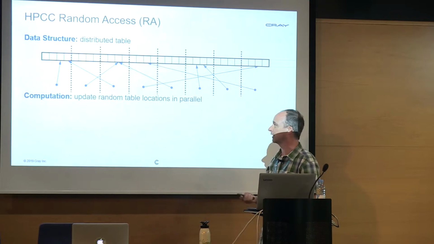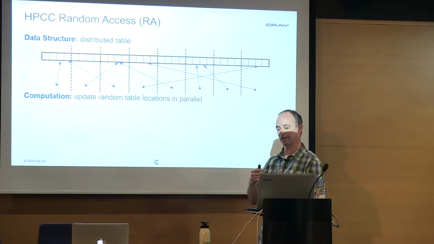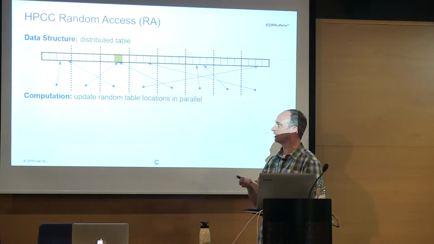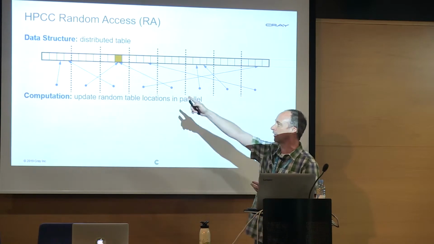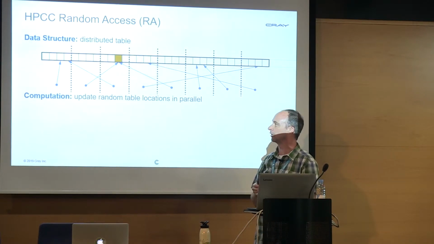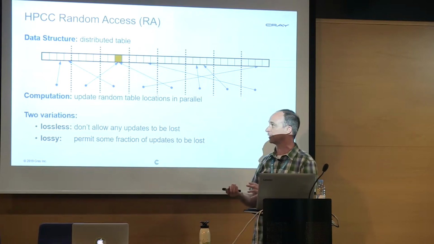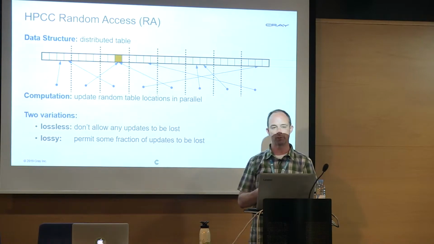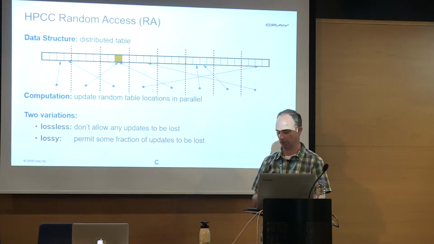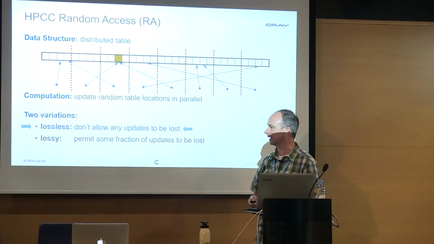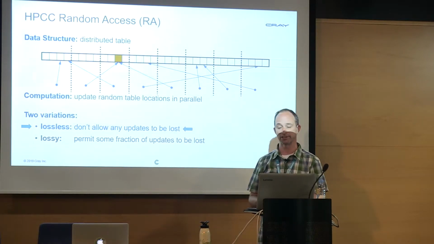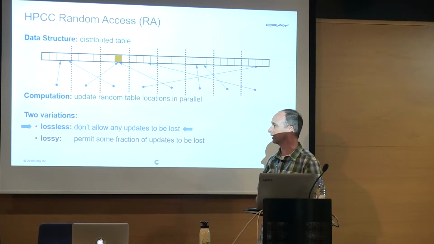And of course, as you're doing this, because everyone's independently computing random updates, sometimes those updates may conflict with one another, as in that gold box up there. And so then you have to decide whether you're going to write a lossless version of this algorithm in which none of the updates can be lost, or a lossy one in which you might permit some of these to be dropped on the floor, and maybe that doesn't affect your algorithm. And for today, I'm going to focus on the lossless algorithm because I think it's slightly more interesting.